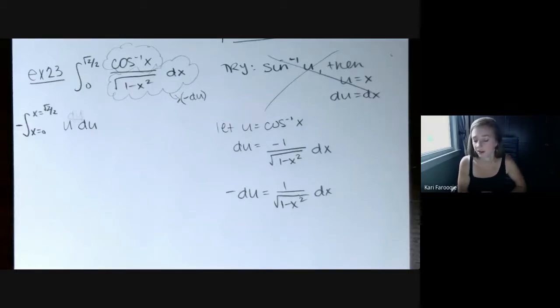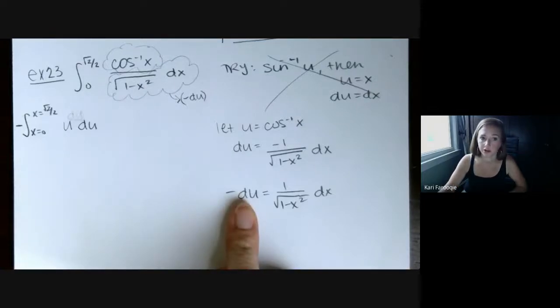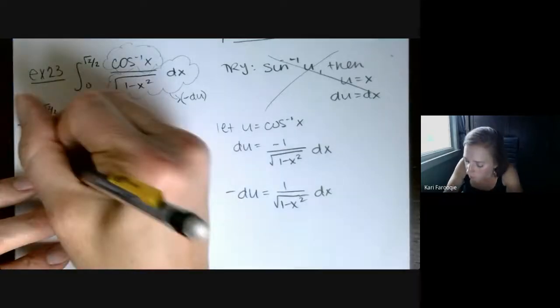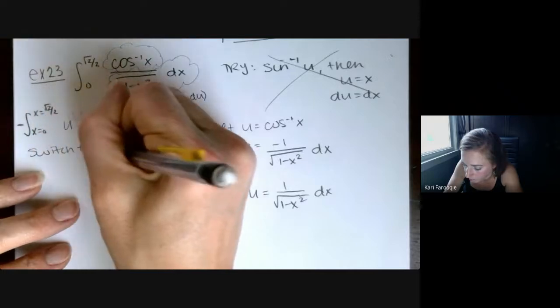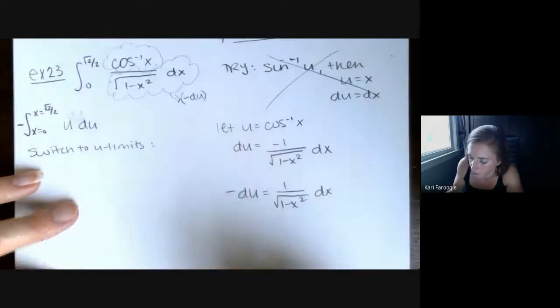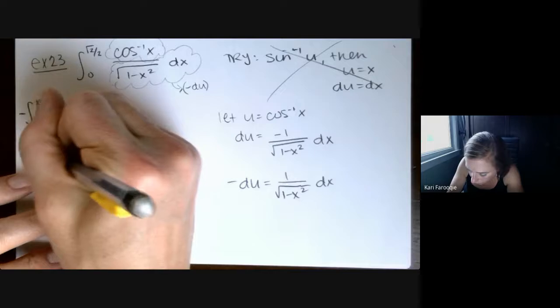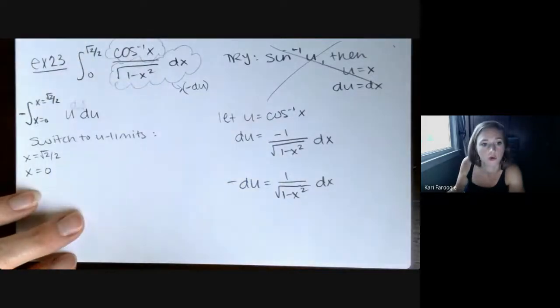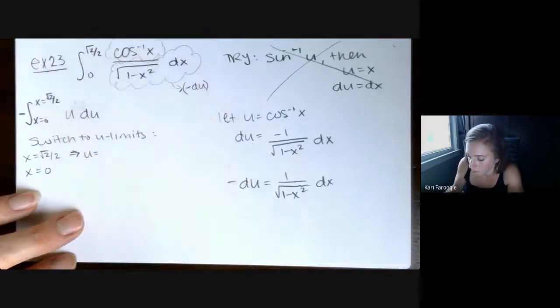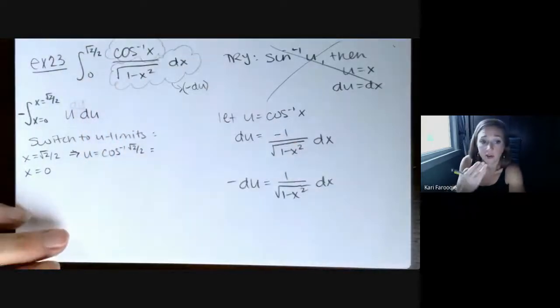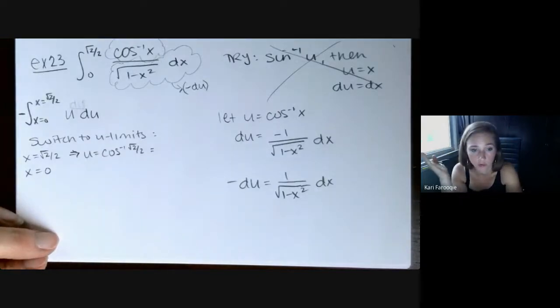Okay, now remember when I said if you have a negative in front of your du, you're probably going to end up switching your limits and they're going to be reversed in order from greatest to least. So that's probably going to happen. But let's go ahead and switch our limits. We have u equals the inverse cosine of x. We have x going from 0 to root 2 over 2. So u is going to be the inverse cosine of root 2 over 2. So you're asking yourself what angle has a cosine value of root 2 over 2. Hopefully we remember that's pi over 4.